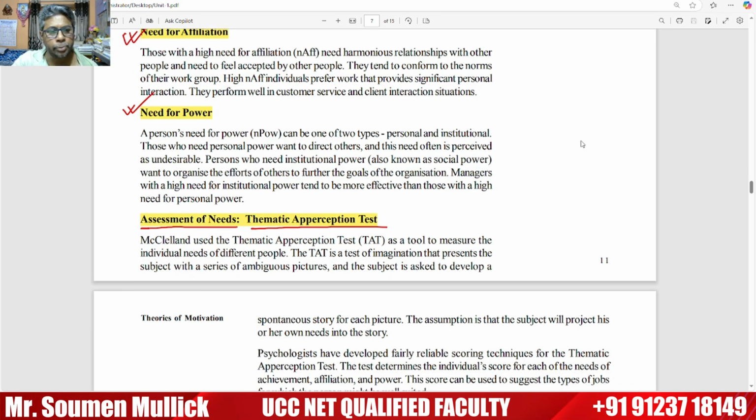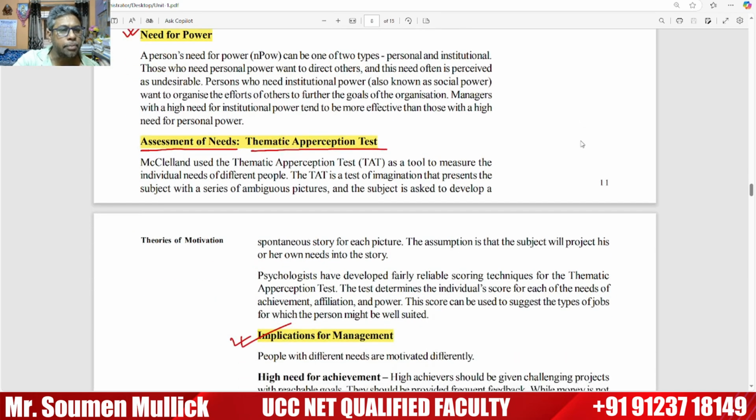In the case of management, assessment of need is very important. McClelland used the Thematic Apperception Test as a tool to measure the individual needs of different people. The TAT is a test of imagination that presents the subject with a series of ambiguous pictures, and the subject is asked to develop a spontaneous story for each picture. The assumption is that the subject will project his or her own needs into the story.